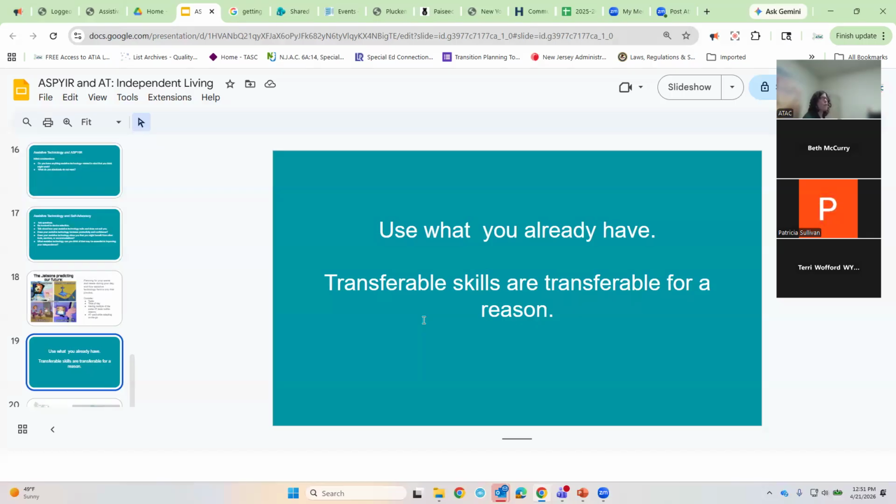How can I use my independent living skills at my job? How can I use my independent living skills at my high school or college and beyond? What are the different ways that the skills meant for a specific area can actually be used all over the place for many different reasons? So those are the two takeaways that I have for you related to assistive technology and independent living.